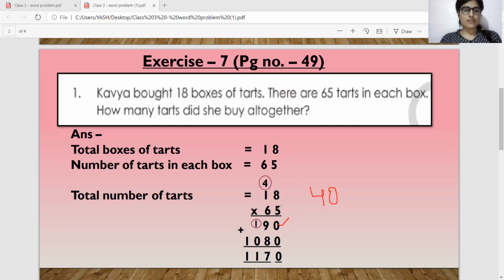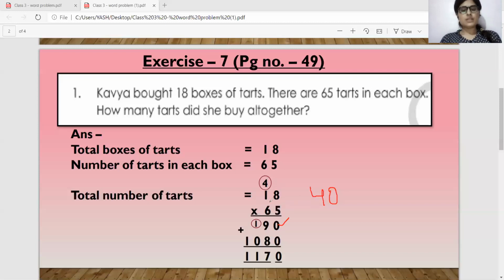Now multiply 5 with 1. 5 times 1 is 5 and 4 is carried over. So 5 times 1 is 5 and 5 plus 4 is, yes, 9. This is why I have written 9 here. So when I multiply 18 with 5, the answer will be what? 90. When I multiply 18 with 5, the answer will be 90. Okay.